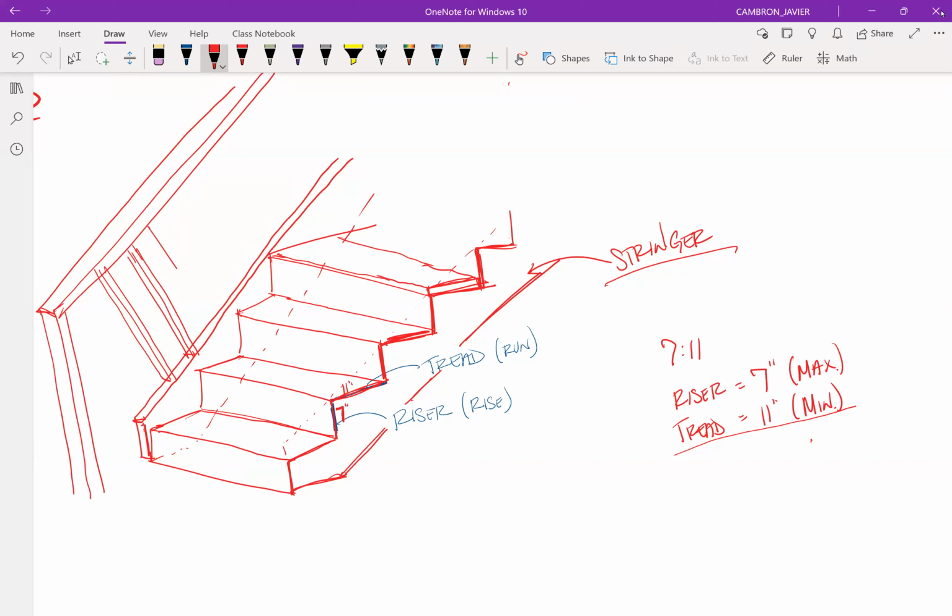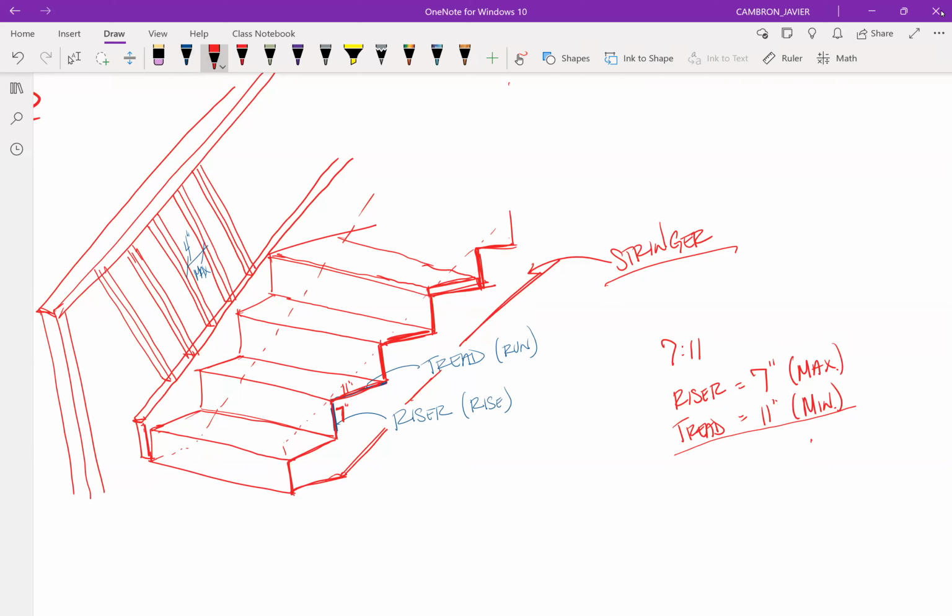So typically the code is no more than 4 inches apart. So the spacing is such that these two cannot be any bigger than 4 inches. I'm sorry, that's not minimum, that's maximum. So 4-inch maximum. The reason for that is you don't want a little kid slipping through the balusters and falling over to the other side.